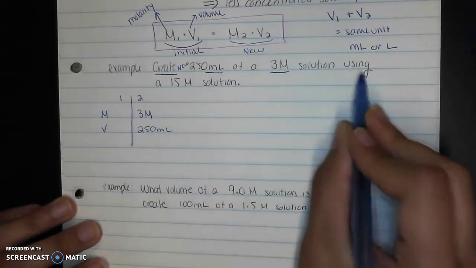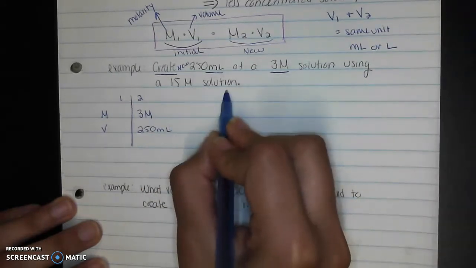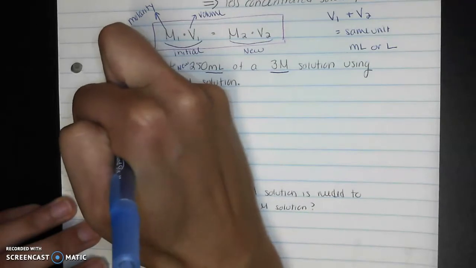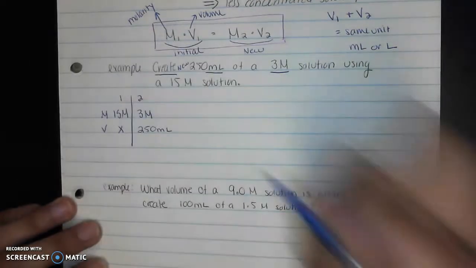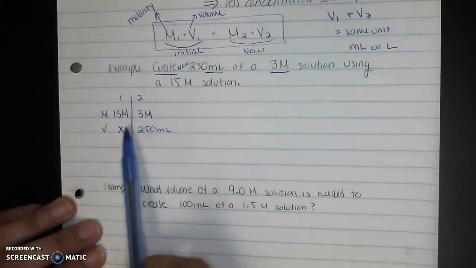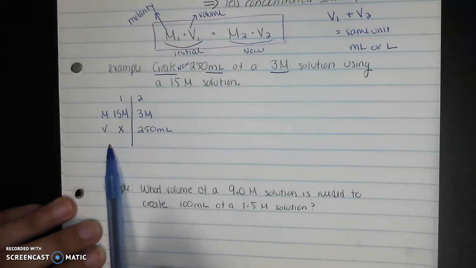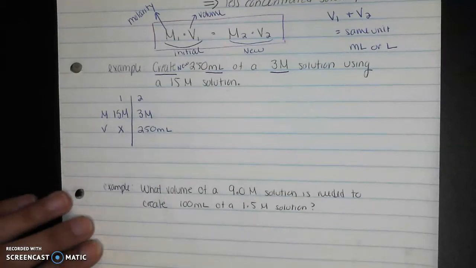And it says that we're using a 15 molar solution. So that's what we're starting with. So our missing piece here is our volume. We need to figure out how many milliliters of this original solution we need to create our new solution. So let's go ahead and plug it into our equation.